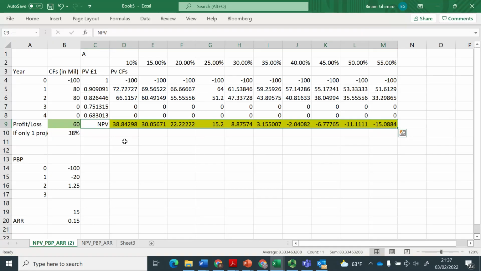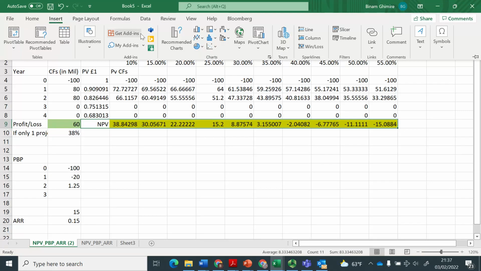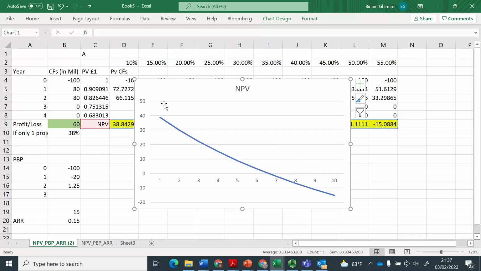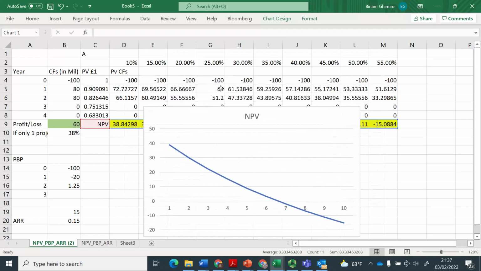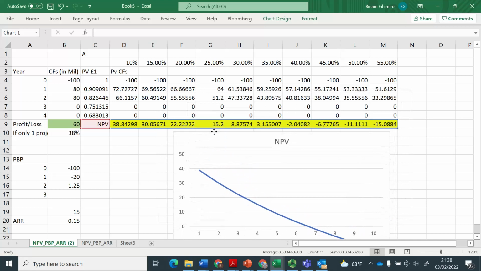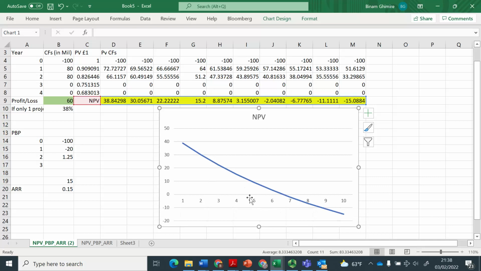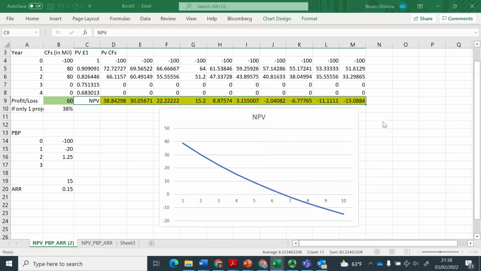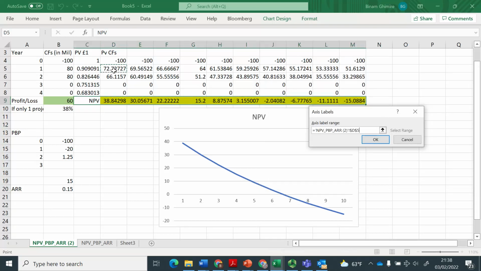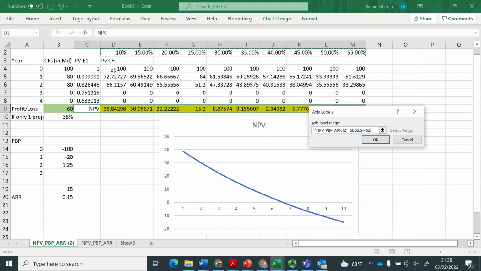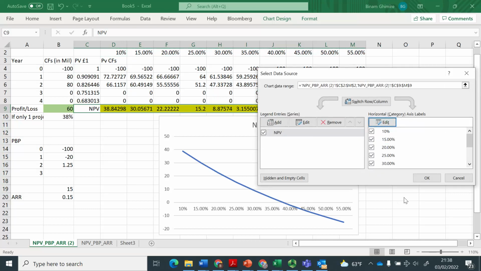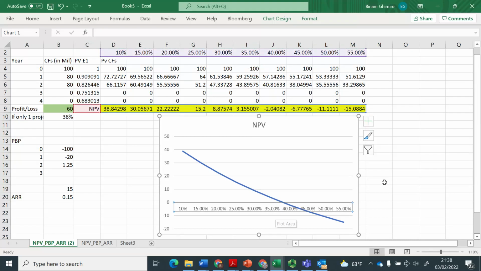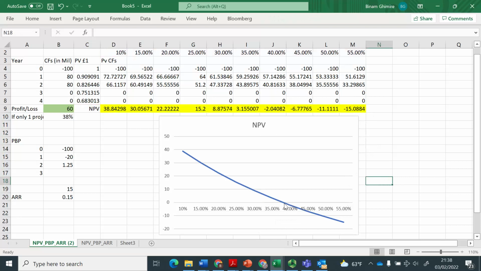Using this NPV, I will insert a line chart. You can see that this line chart basically shows the NPV profile at various discount rates. When I say various discount rates, here I can put those discount rates on the x-axis, and the discount rates are all these rates. So now we have the rates here. Can you see that closer to 40%, the NPV is equal to 0?